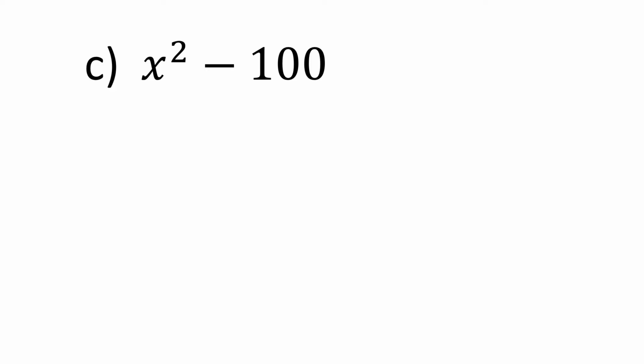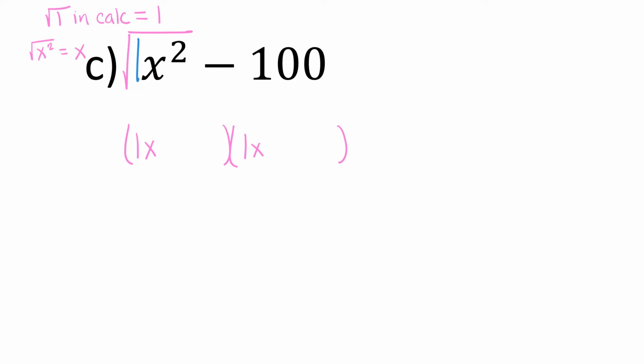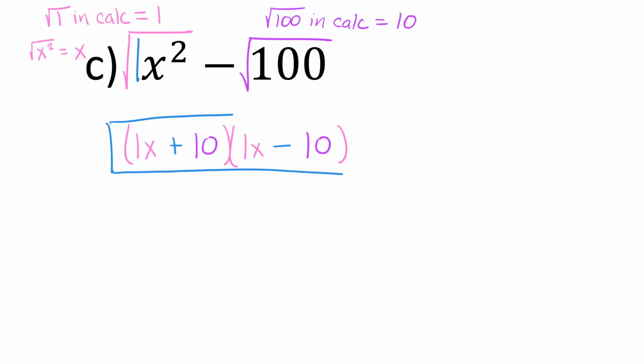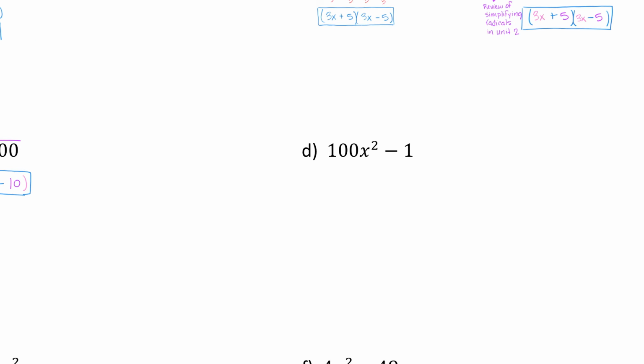Remember, the number in front is really a 1. And so we have the square root of 1x squared. That becomes 1x and 1x. And then the square root of 100 is 10. One is a plus and one is a minus. Next example.